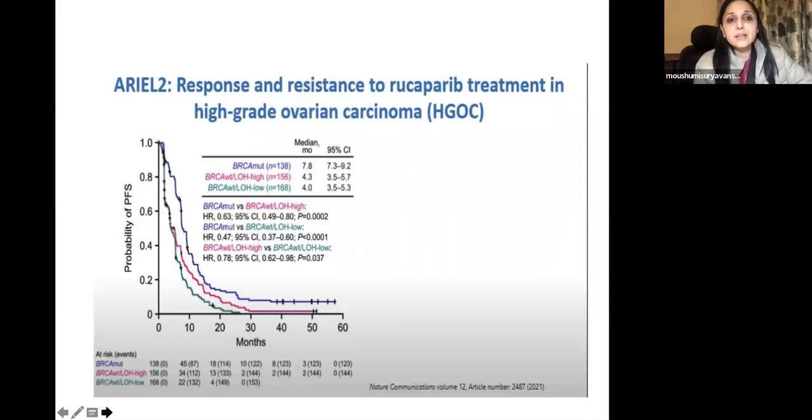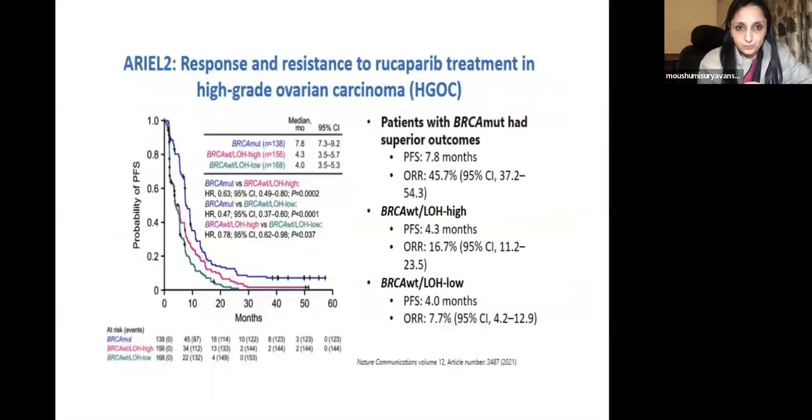And then this is the ARIEL2 study, based on which the LOH criteria was approved. And here you can see again in the graph that the patients who are BRCA positive along with LOH high have a better survival response to rucaparib compared to the patients who are just BRCA positive, and also, in green, the patients who are BRCA wild type and LOH low.